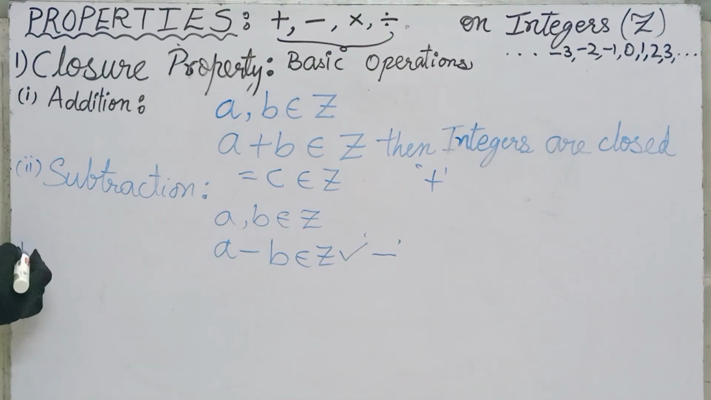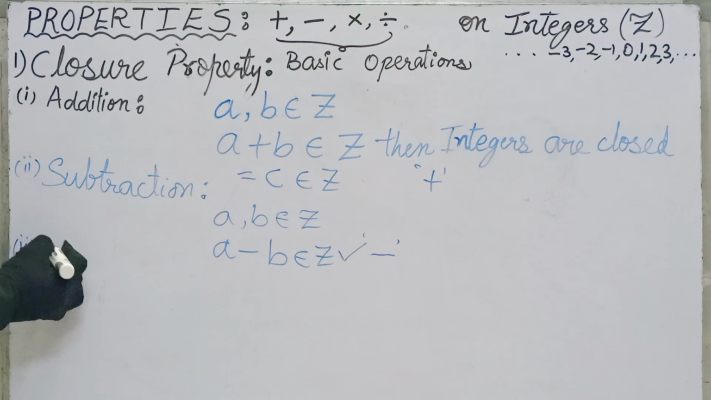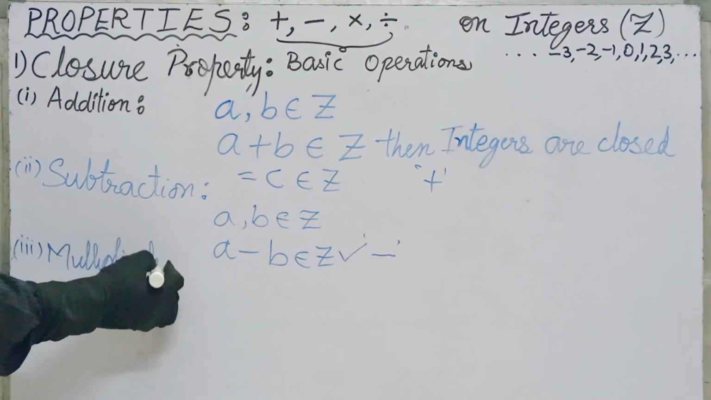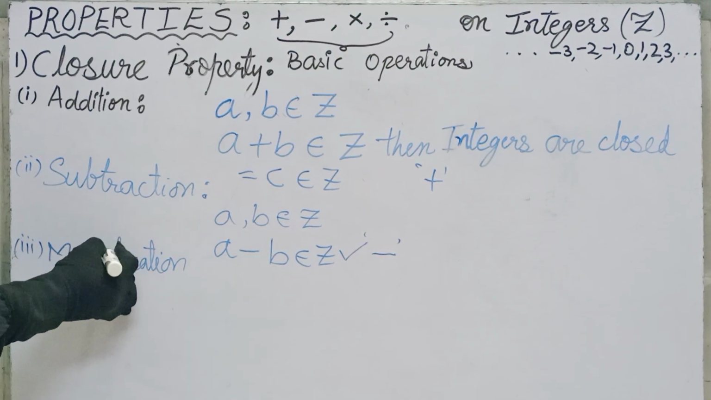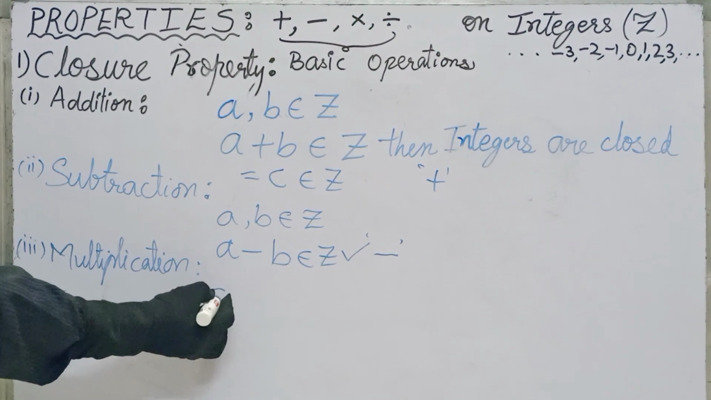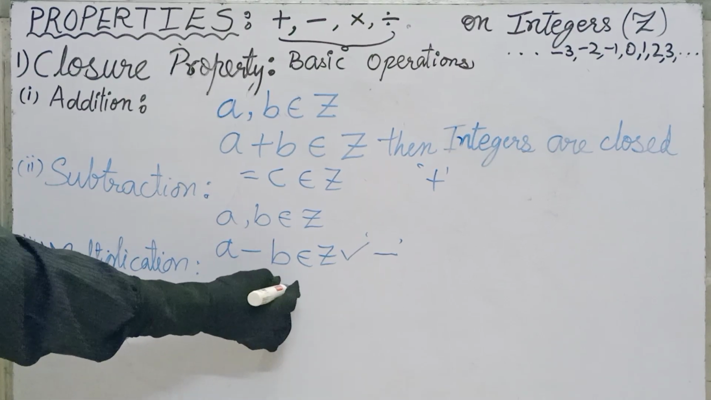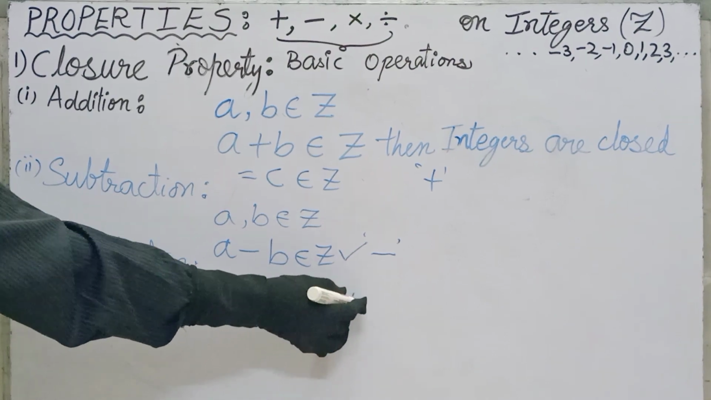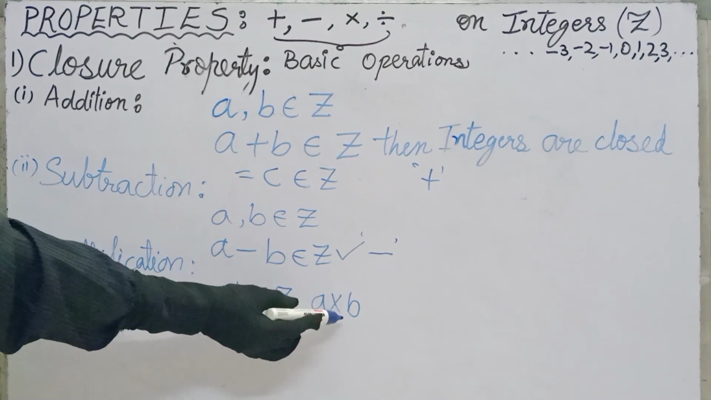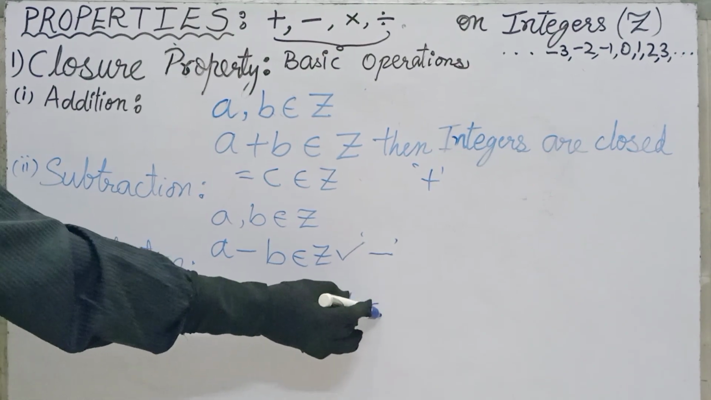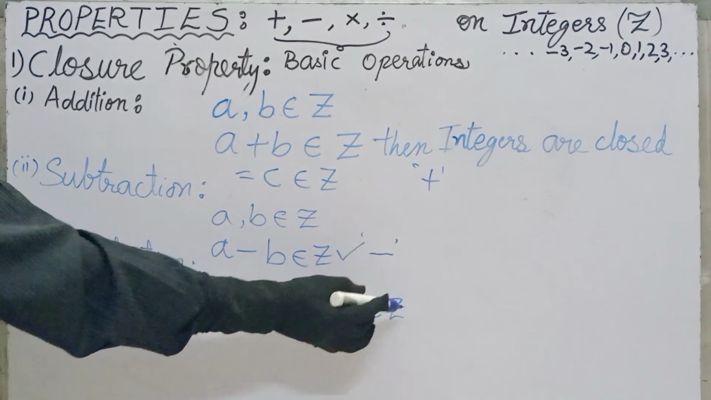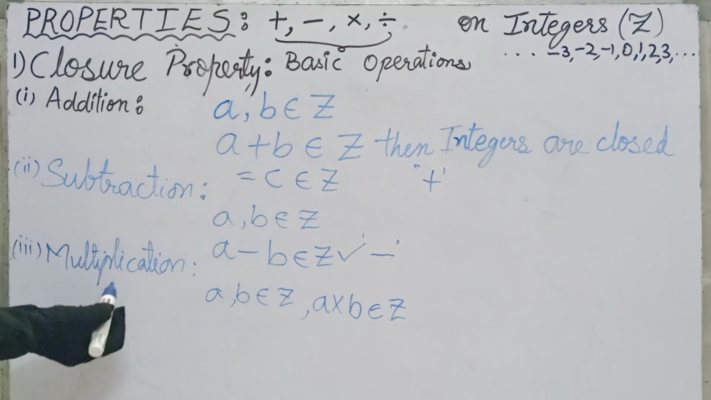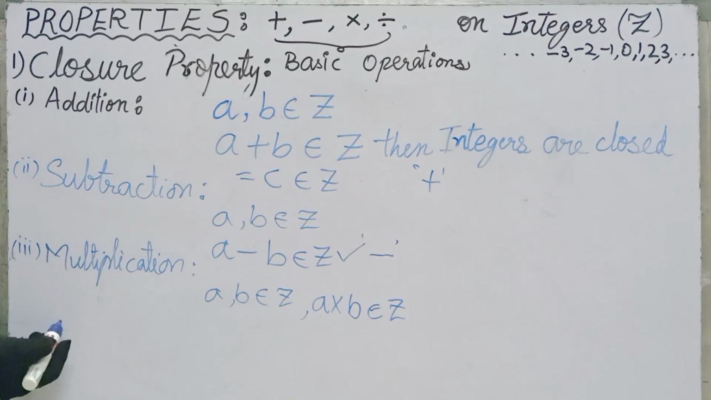Okay. Then the third thing is multiplication. So here what we get? If A, B belong to integers and A into B, whatever answer we get after multiplying these two things, if it belongs to integers, then what do we conclude? We can conclude that integers are closed under multiplication.